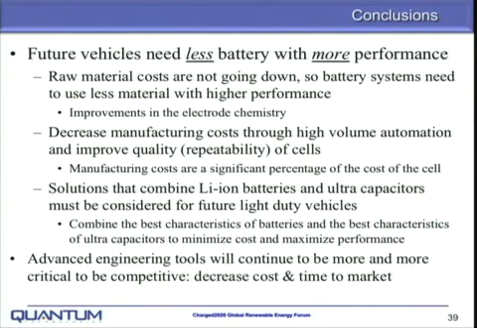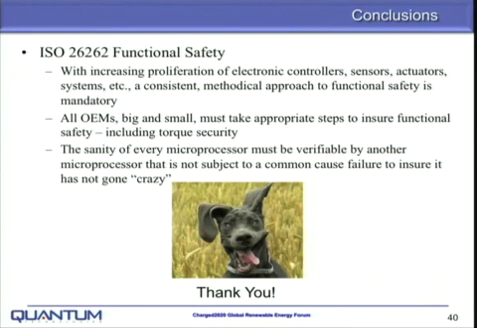Okay? So lastly then, future vehicles, I said before, we need less battery, not more battery. They need to be smaller, lighter, cheaper, all that good stuff. We need to decrease manufacturing costs through high volume automation to improve quality and repeatability. Okay? We also need to look at, and I think Mike talked about that yesterday, combining solutions that look at lithium-ion batteries and ultracaps. It's got to be considered for light-duty vehicles and heavy-duty vehicles. Advanced engineering tools continue to be important to be competitive and decrease time to market. And lastly, torque security. If something goes crazy, you've got to have a way to recognize that and not let that failure become a safety issue at the vehicle level.